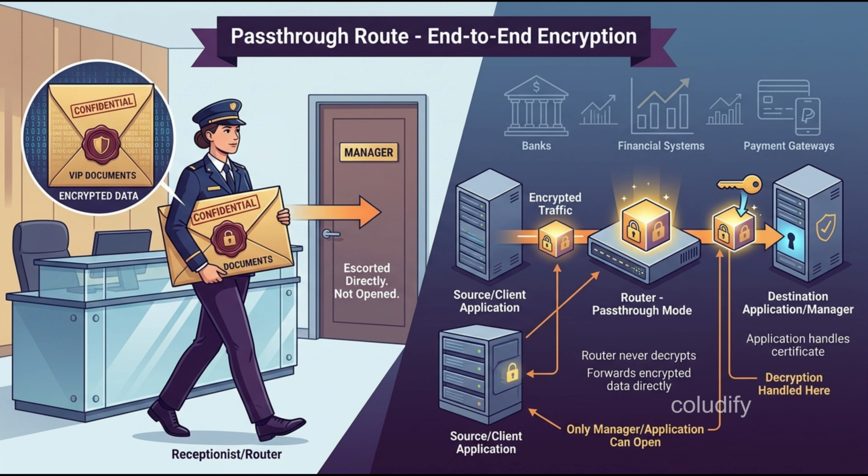Pass-through route. Now imagine a VIP customer. Their confidential documents cannot be opened at reception. The receptionist simply escorts the sealed envelope directly to the manager. Nobody opens it, nobody reads it, only the manager can. That's pass-through. The router never decrypts the traffic. It simply forwards encrypted data directly to the application. The application itself handles the certificate. Banks, financial systems, payment gateways often prefer this model because encryption exists from end to end.